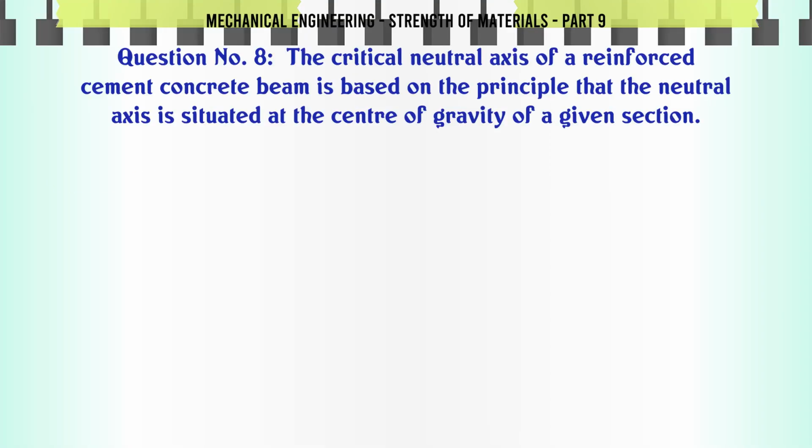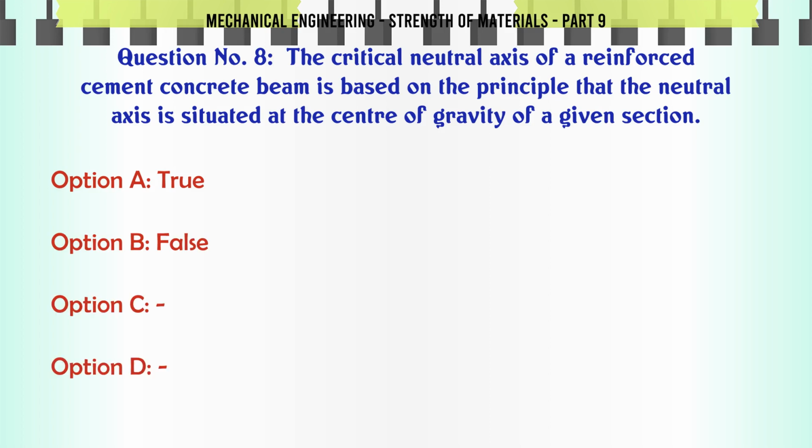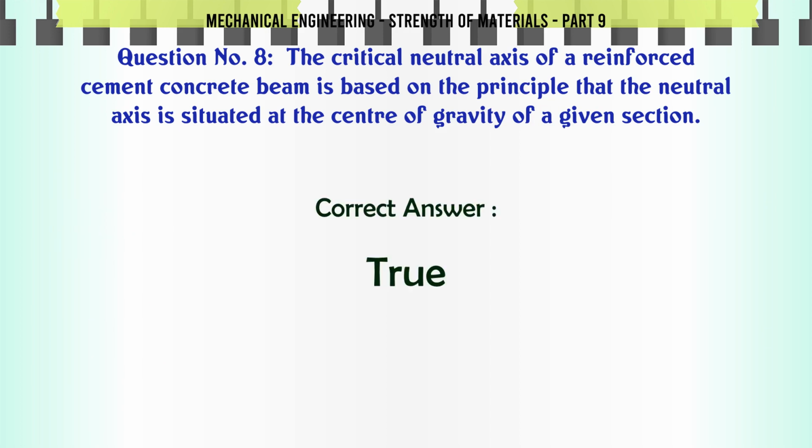The critical neutral axis of a reinforced cement concrete beam is based on the principle that the neutral axis is situated at the center of gravity of a given section. A. True, B. False. The correct answer is true.